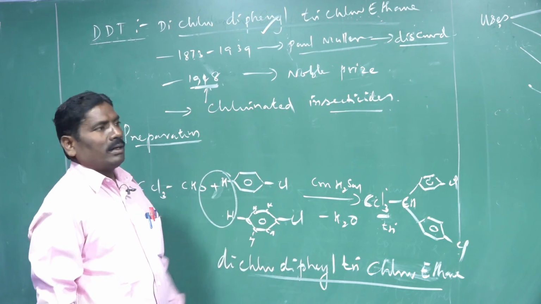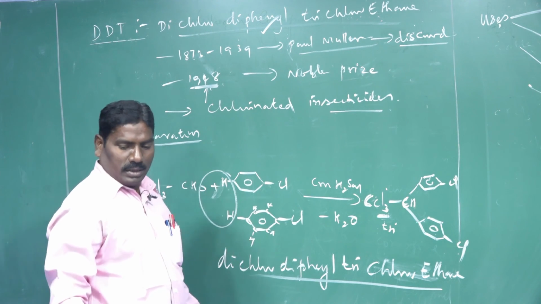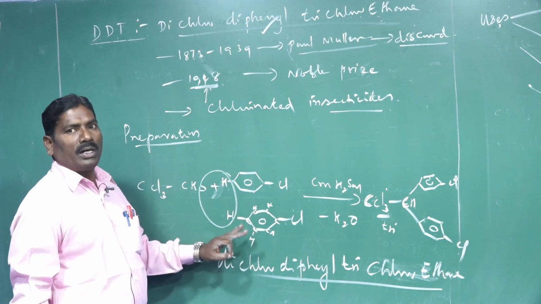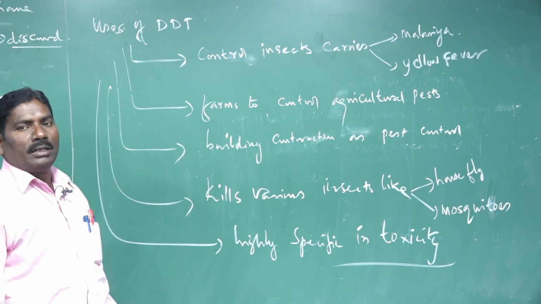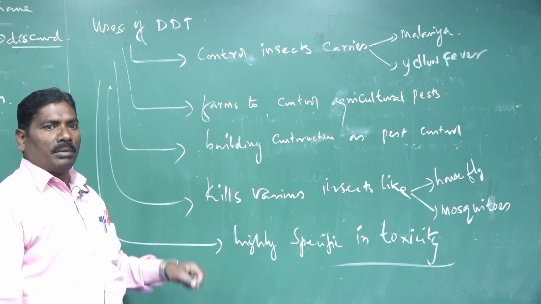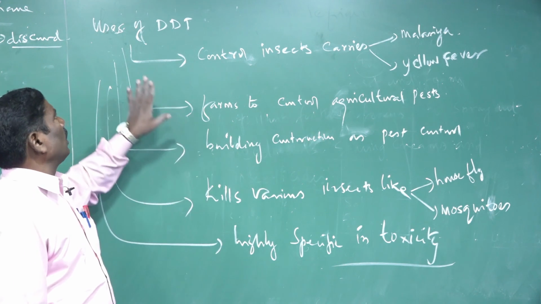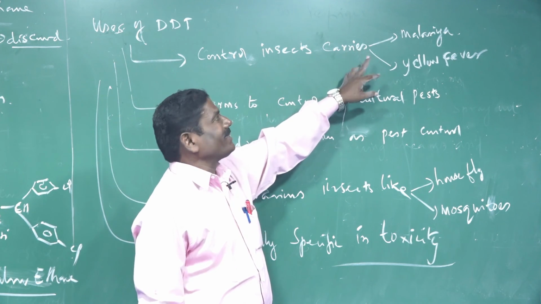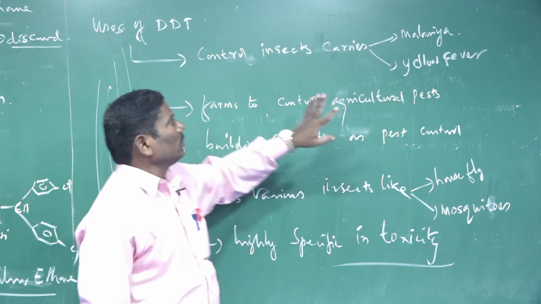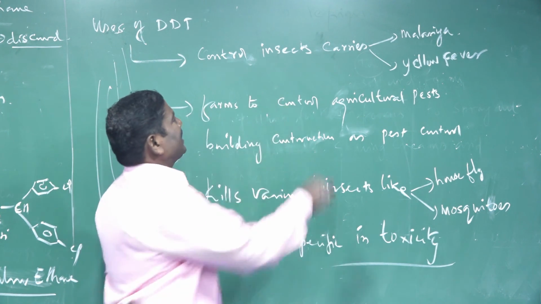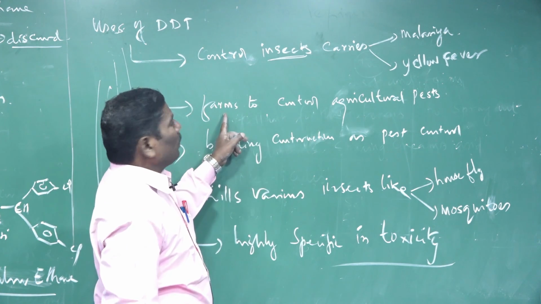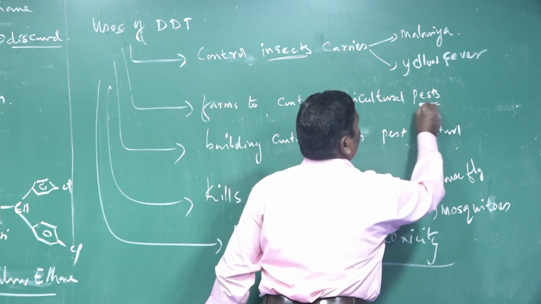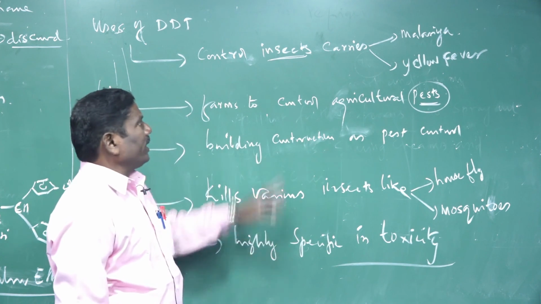What is the necessity of preparing it? This is also used in advanced medical science, in pest control and insect control. DDT we especially manufacture by these laboratory methods. And what are the uses of DDT? It controls the insects which carry diseases like malaria and yellow fever. It controls these insects as an insecticide. And in agricultural farms, in the agricultural field, it controls many pests and insects.